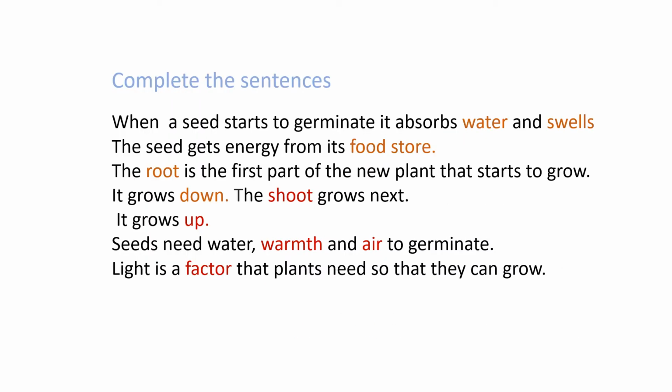So let's discuss the sentences. We have to complete them. When a seed starts to germinate, it absorbs air and water and swells. The seed gets energy from its food store. The root is the first part of the new plant that starts to grow, and the root always grows down, and the shoot grows next and it grows upward. The seed needs water, warmth and air to germinate, and light is a factor that plants need so that they can grow.